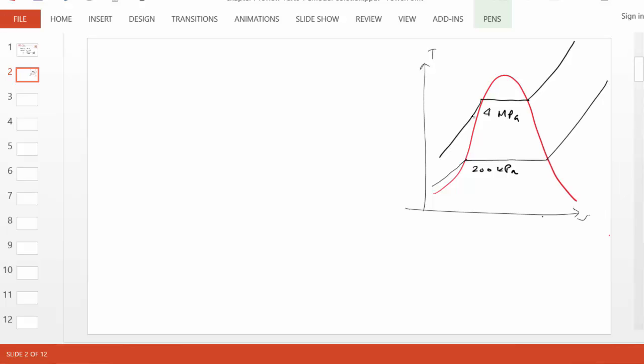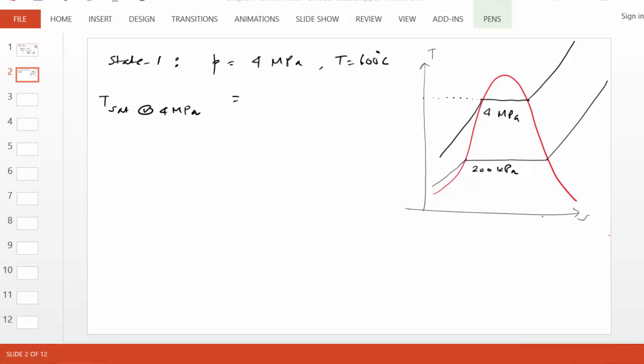So to figure out where state 1 is, let's write down what we know about state 1 first. Pressure is given to us, 4 MPa, and temperature is given to us, 600 degrees Celsius. So the first thing to do is to find the saturation temperature at 4 MPa, and if T sat at 4 MPa is lower than 600, then obviously our state will be superheated. So let's first find what is the saturation temperature at 4 MPa.